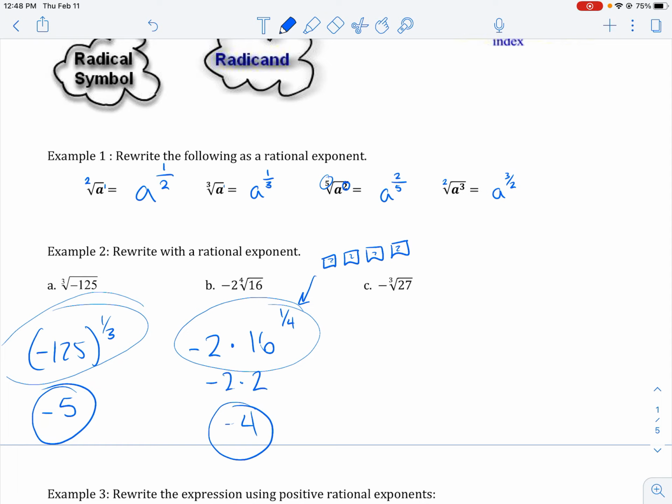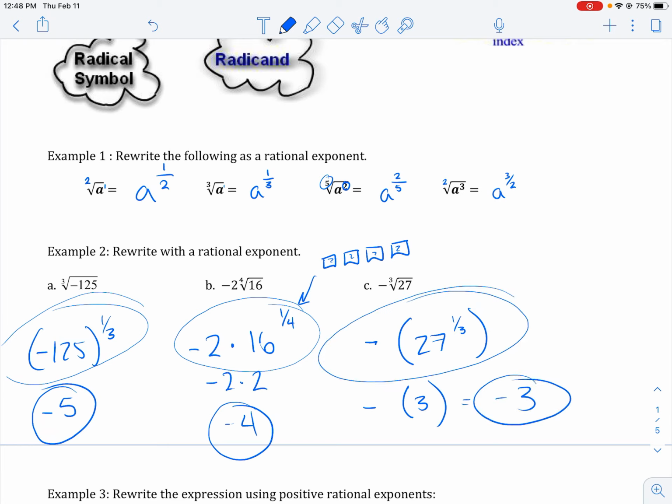just so you guys can see the process. And finally, this guy here is a negative. We're taking the cube root of 27, and so what times what times what equals 27? Well, that is a 3, and so our answer is just a negative 3. But again, you've got to get comfortable with getting to this step first, which is rewriting it with a rational exponent.